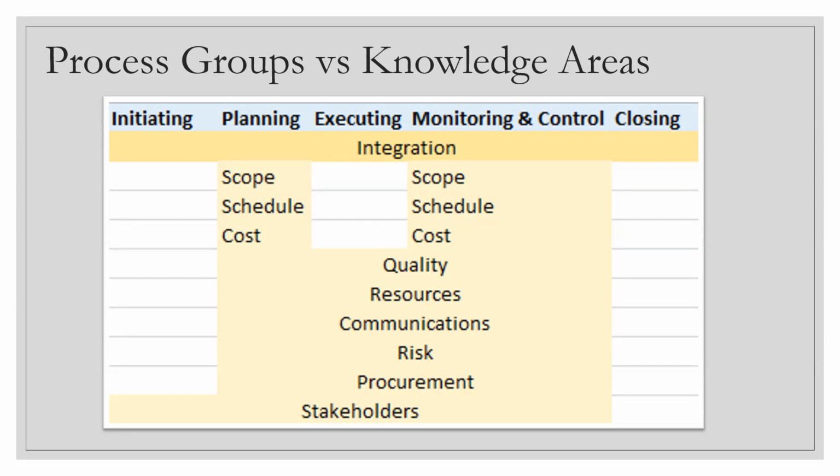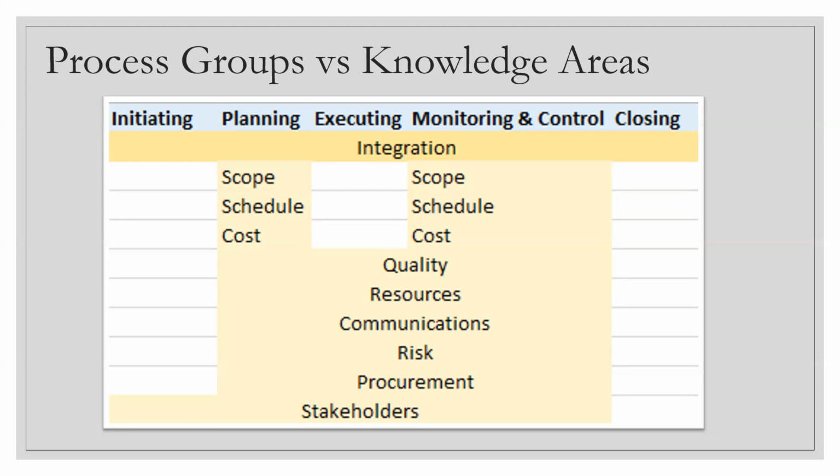Monitoring and control is more about change control management, which we will talk about in detail later, which we call CCB, or change control board. Finally, closing is the phase where you submit the deliverables to the customer as per the acceptance criteria, and then you close out the project, do the lessons learned, and so on.